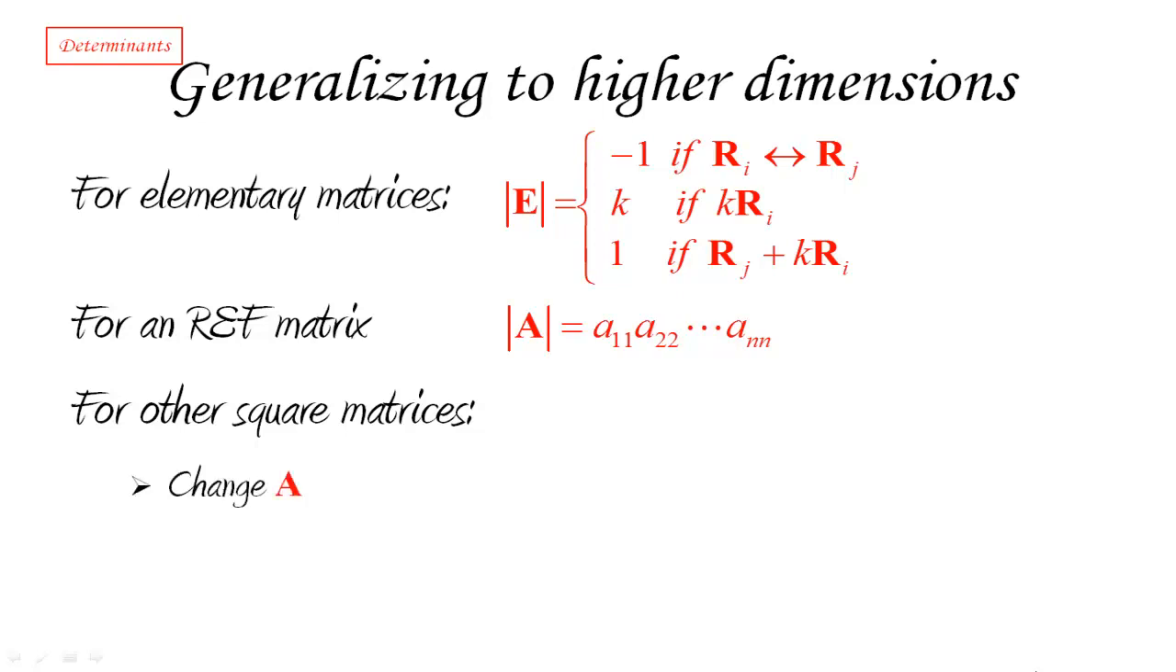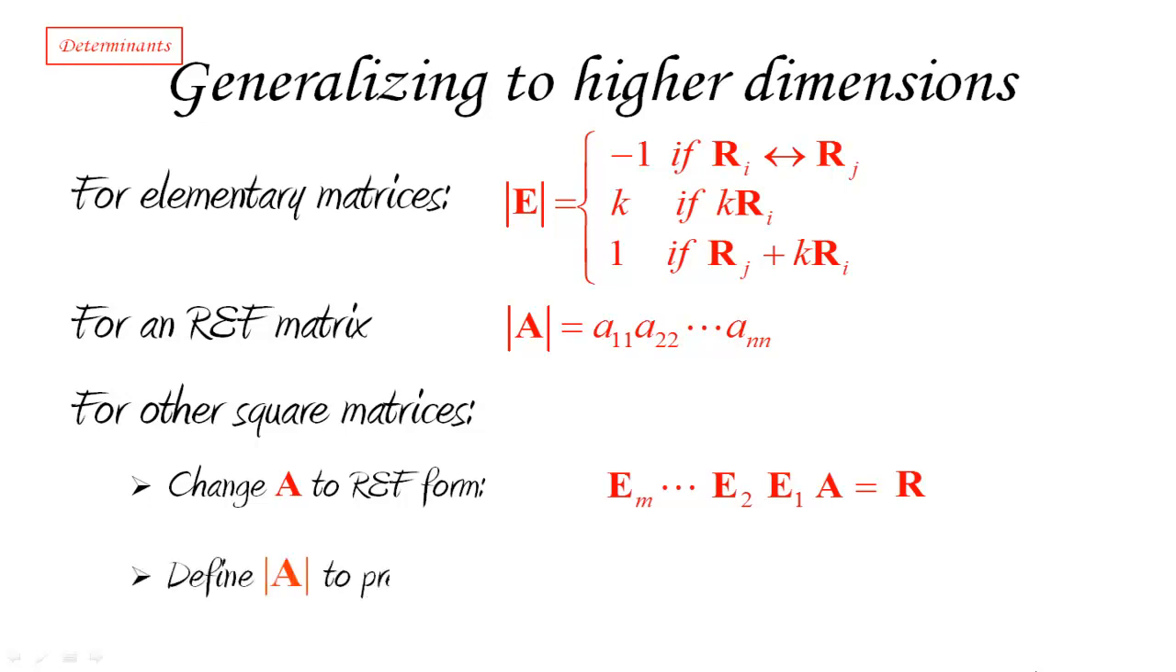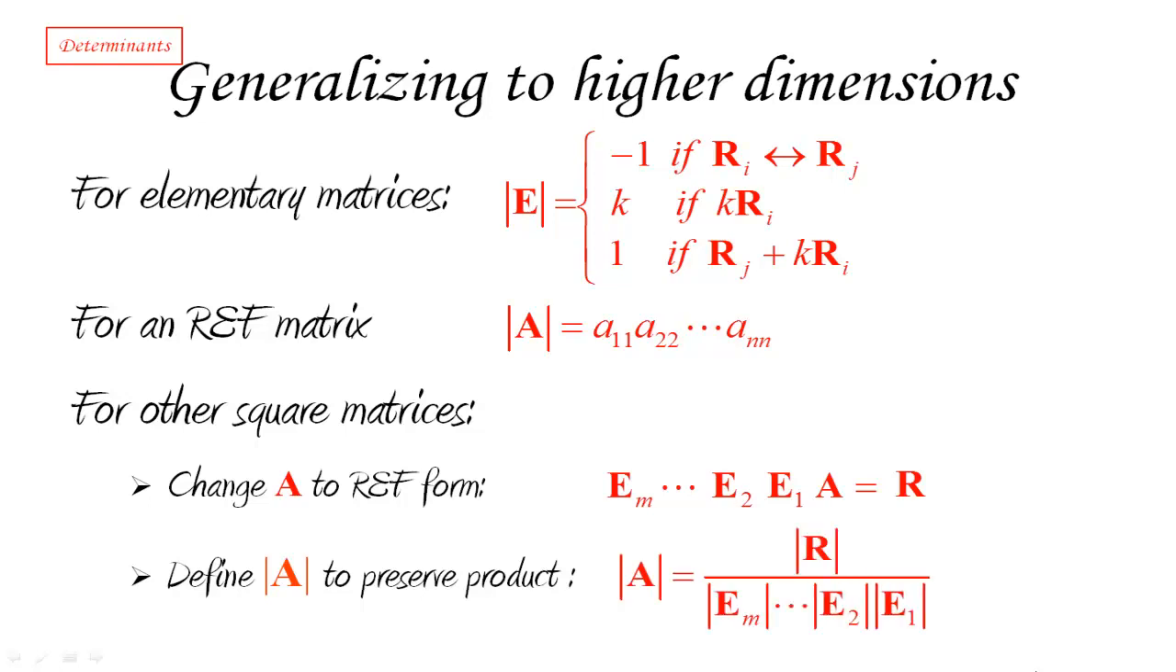And finally, to obtain the determinant of any other square matrix, we're going to first of all change A to an REF form. So we're going to start from A and then multiply by one elementary matrix, another one, each of these corresponding to a row operation, and so on, until we arrive at some matrix R which is in row echelon form. At this point, we're going to define the determinant so that it will preserve products. That means we're going to define the determinant of A as the determinant of R divided by the product of the determinants of each of the elementary matrices.